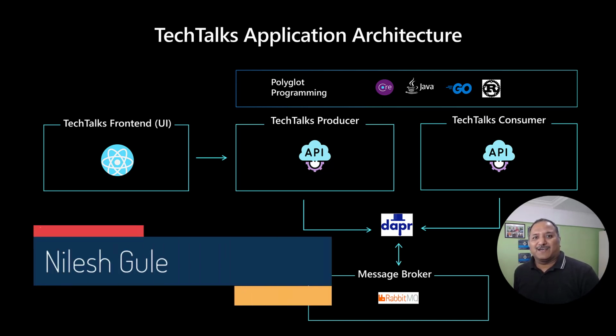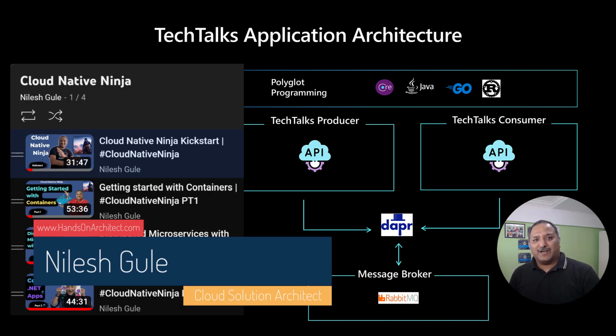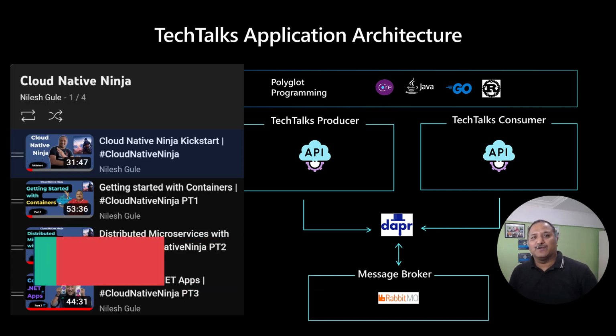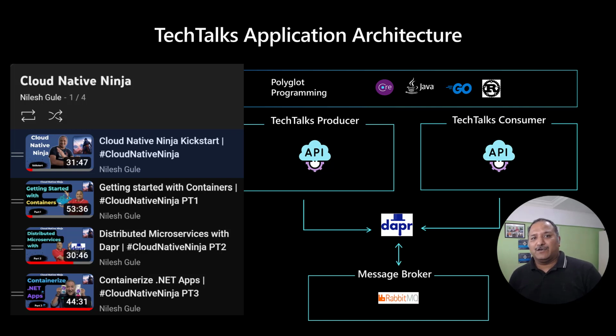Hello, welcome. This video is the continuation of the Cloud Native Ninja series. So far in this series, we have seen how to build a .NET application, or an application using the Dapr distributed application runtime, and we started with .NET Core as an application programming language. So far we built two services, the TechTalks Producer and TechTalks Consumer, and then we used Dapr as that distributed application runtime to communicate with our external dependency, which was the RabbitMQ message broker.